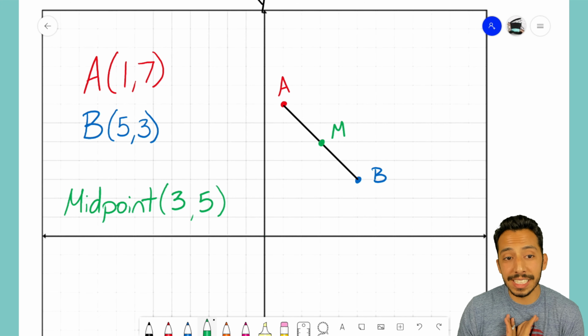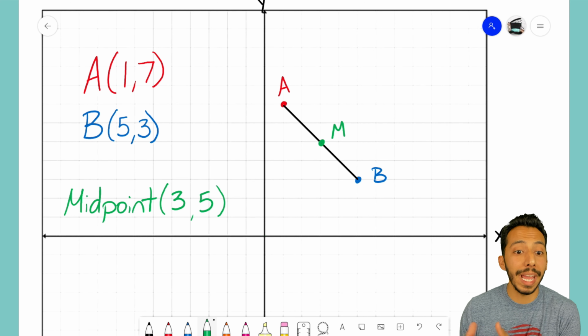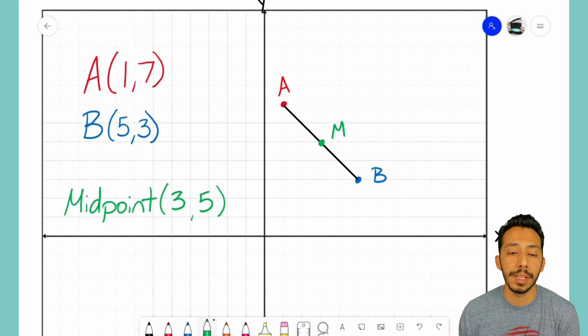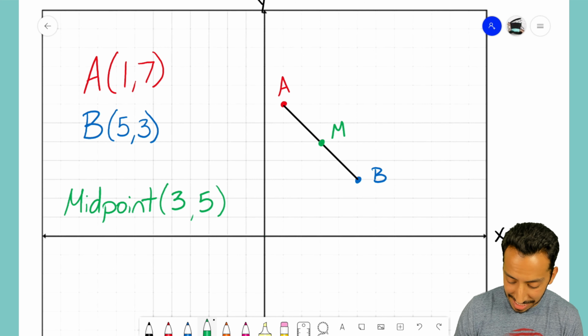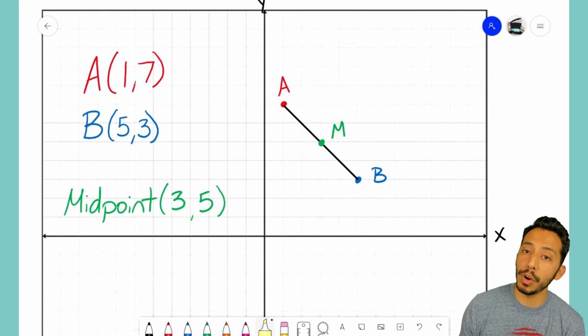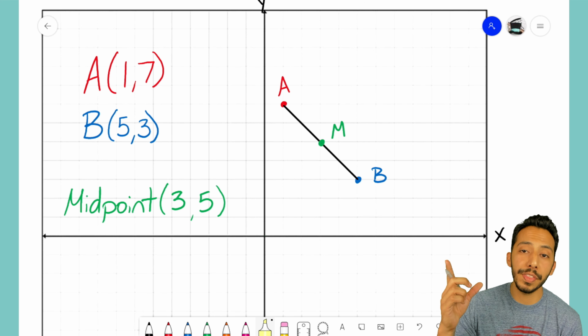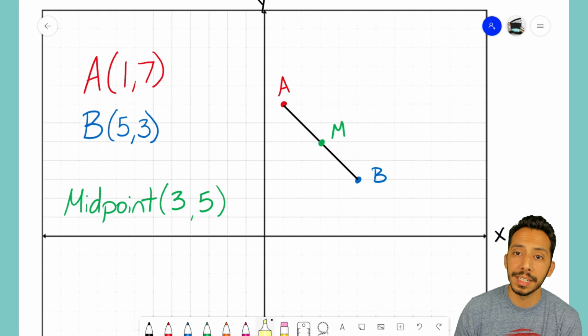It actually worked out easy for us because the midpoint coordinates were both whole numbers. We had 3 and we had 5. Those are whole numbers, easy to see on our graph. But what happens if it's a decimal or a fraction or a square root or something? It might not be as easy. So there's actually a nice little shortcut way to get your midpoint. If I know the coordinates for A and for B, 1, 7 and 5, 3, I can find my midpoint values very quickly. Let me show you how to do it.